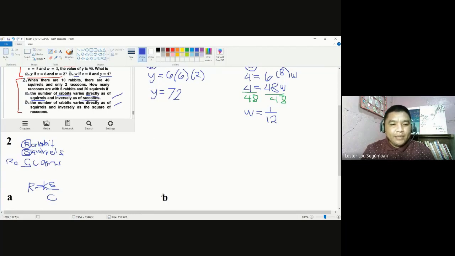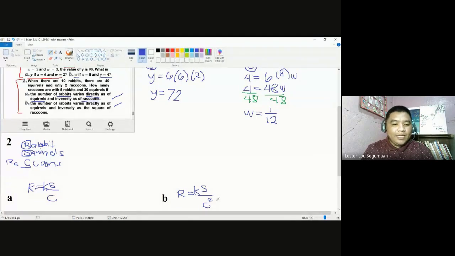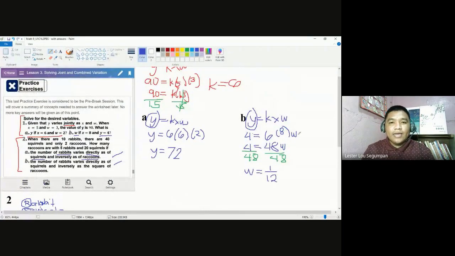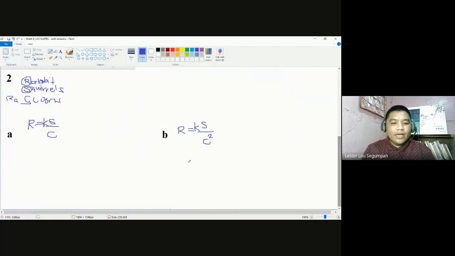But when we go to letter B, the number of rabbits varies directly as the squirrels, but inversely as the square of the raccoons. If we're going to place K here, look at the two mathematical equations, they really differ, especially in the denominator. That would mean that K for A and K for B are not the same. Unlike earlier, where we were under the same situation, that is why K was just the same for A and B. So for this, let's solve independently for both K's.